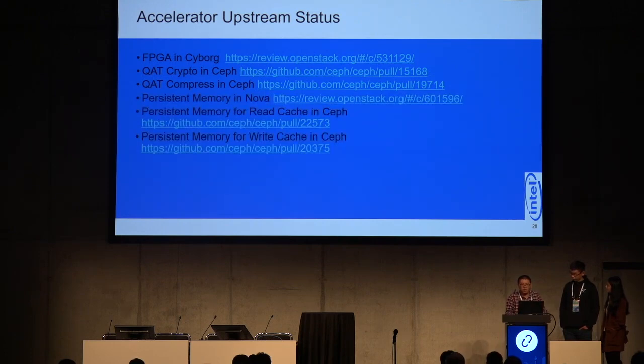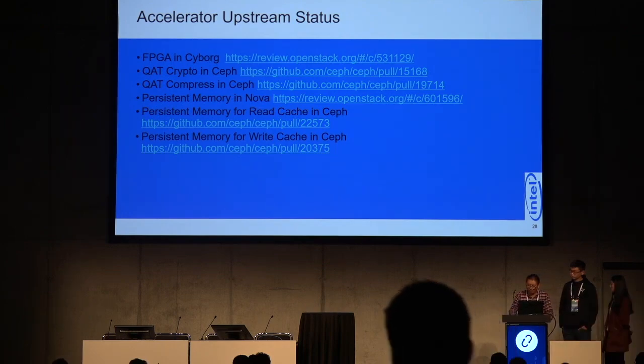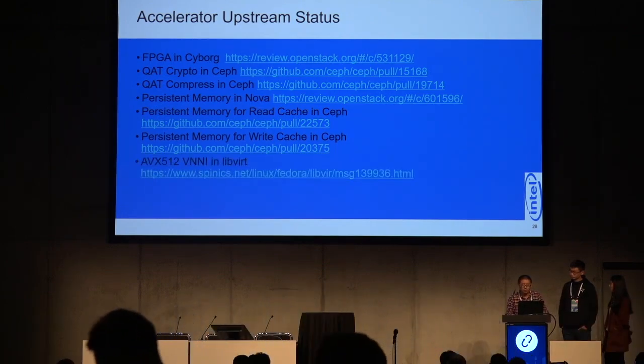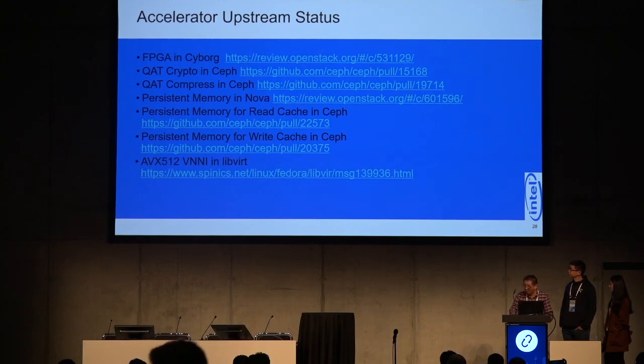Persistent memory spec is under review in Nova. And we are supporting persistent memory for read and write cache in Ceph. LibreOS supports VNNI, the new ISA for inference.